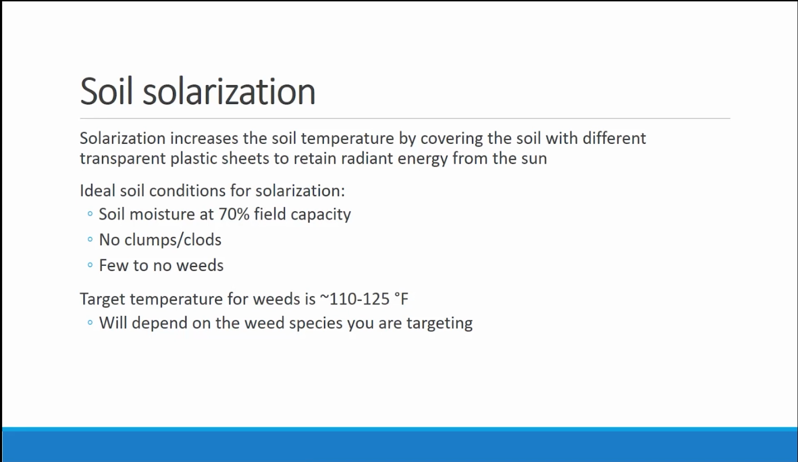The target temperature for weeds is higher than what we normally are trying to target with certain plant pathogens that we have used soil solarization for. So it's kind of high, 110 to 125 degrees Fahrenheit. It's really going to depend on the weed species you are targeting. So knowing what weeds you're really struggling with is going to help you know what to do.